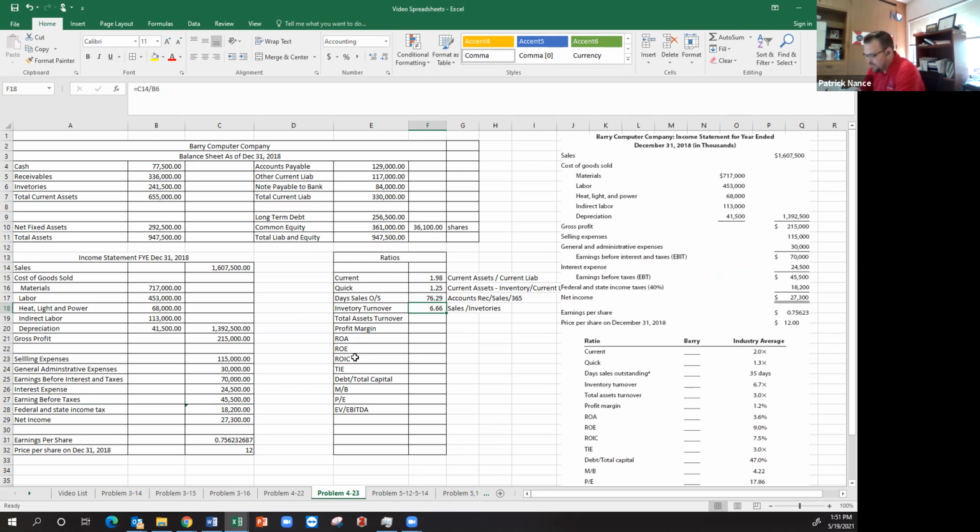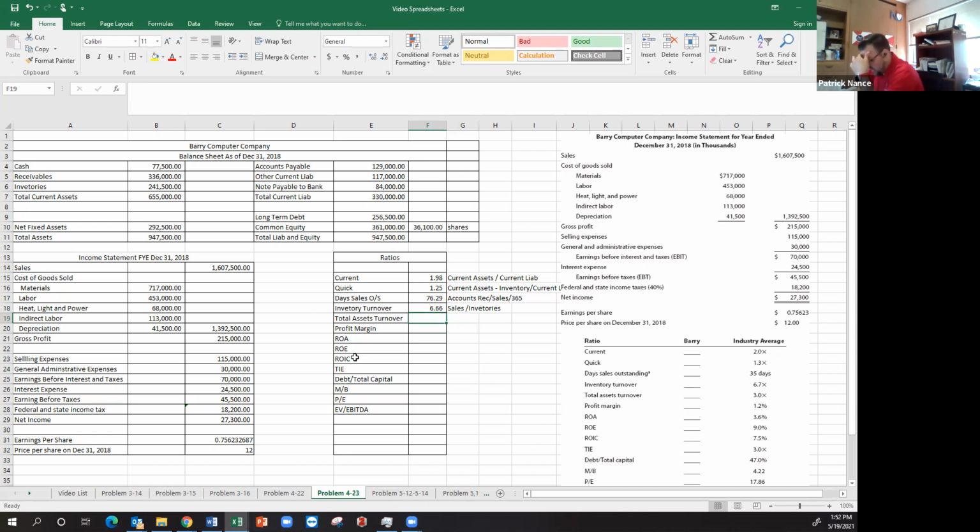So my inventory represents 1/6 of all of my sales. So it would run out, and I could take 365 divided by that number and figure out exactly how many days are in inventory. So if I did this, equals 365 divided by that, 54, that would be how many days' worth of inventory I have. So if I stopped buying inventory, it would take me approximately 54 days to run out. That's the number of days' sales, the number of days in my inventory.